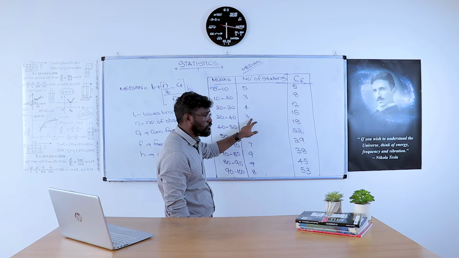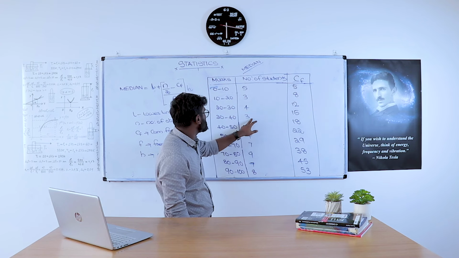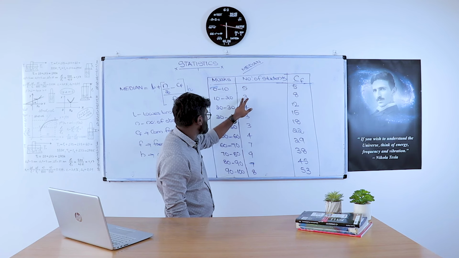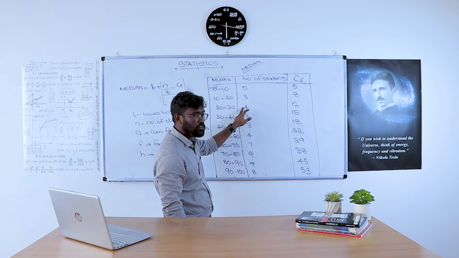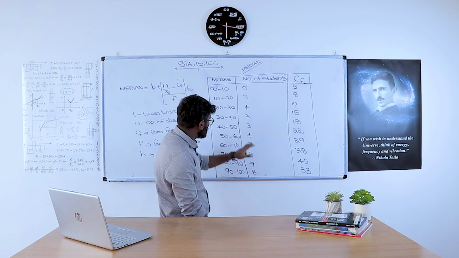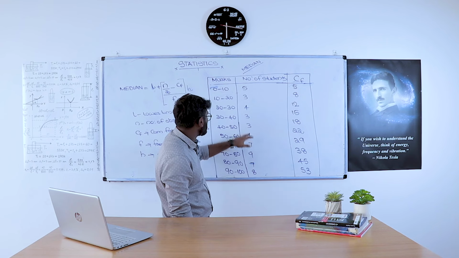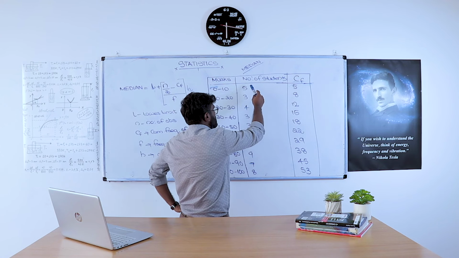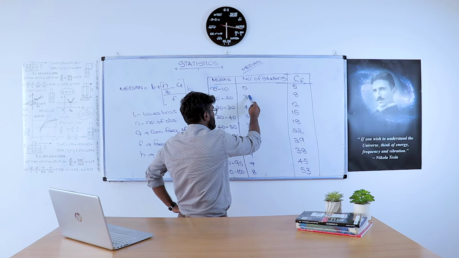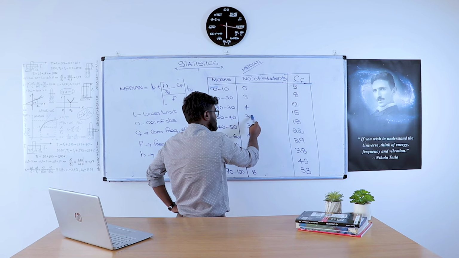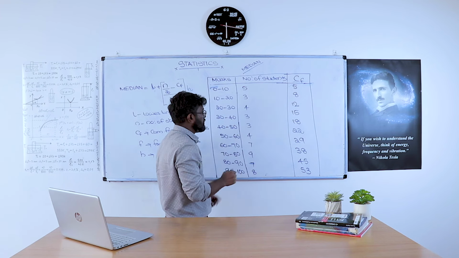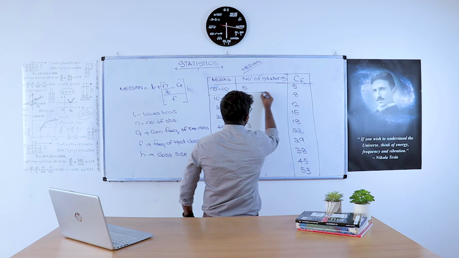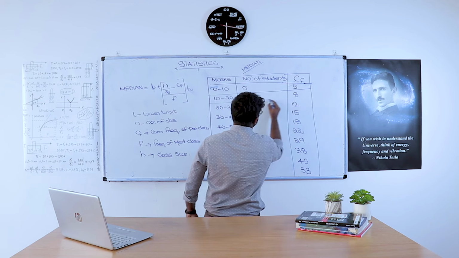If we consider the fourth interval, the cumulative frequency is the first interval frequency plus the second interval frequency plus the third interval frequency plus the fourth interval frequency. If you find the cumulative frequency of the sixth class interval, how will you find it? Frequency of the first plus the second plus the third plus 4 plus 5 plus 6. That is the cumulative frequency. To avoid confusion, I will draw a table.